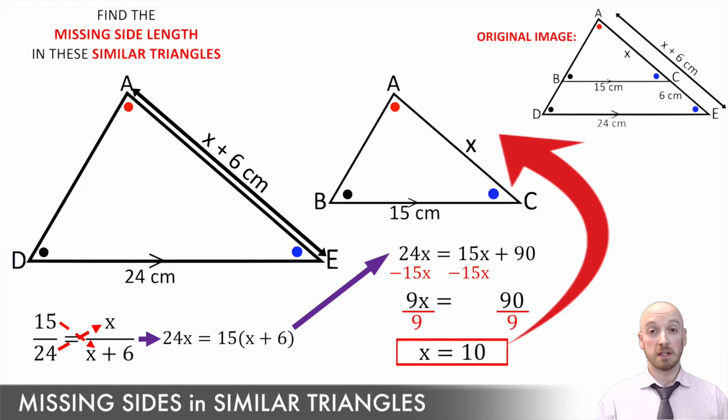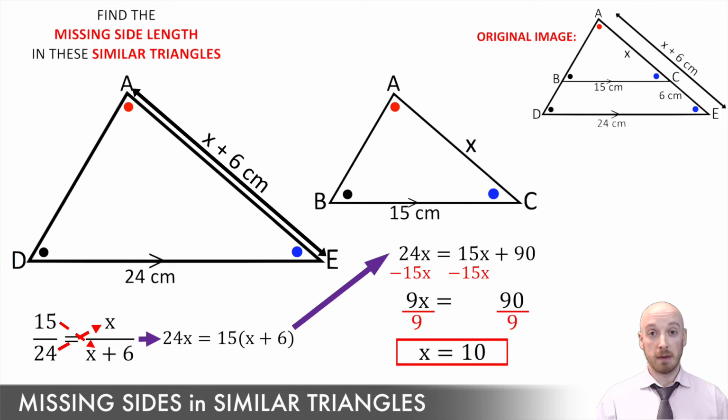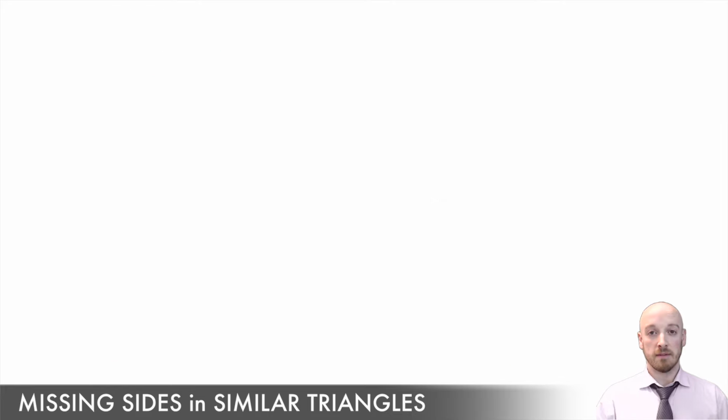So when you're finding missing side lengths in similar triangles, remember, find your corresponding sides, set up your fractions, and just be careful with your algebra. We're going to cross-multiply to find that unknown value. Now let's watch a couple more examples on how they might ask these types of questions.